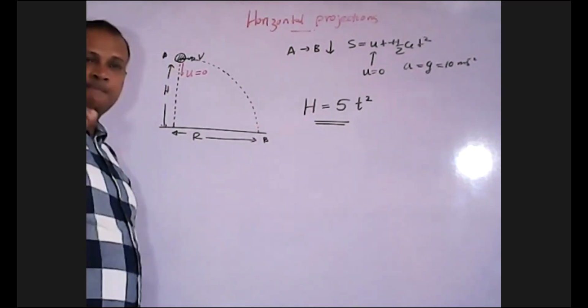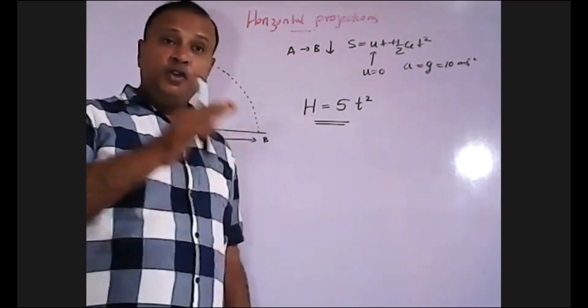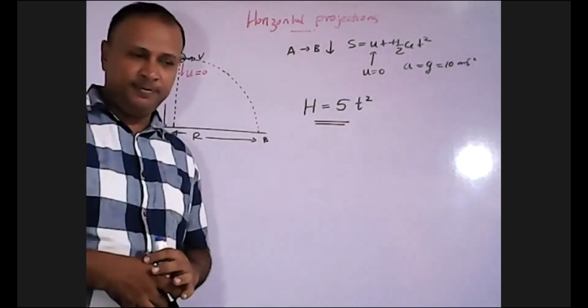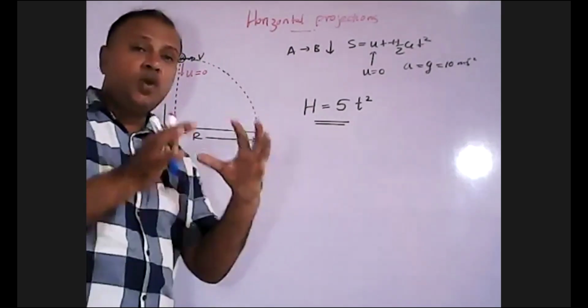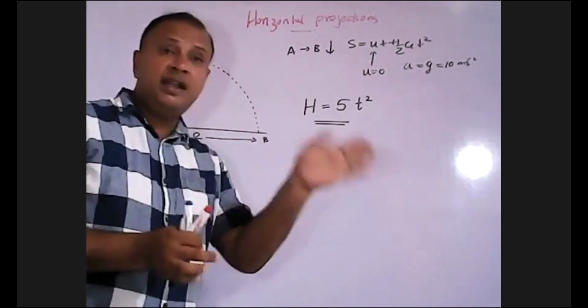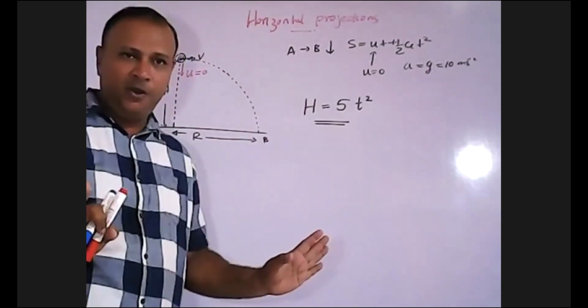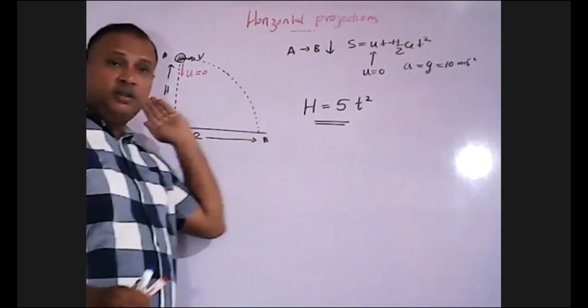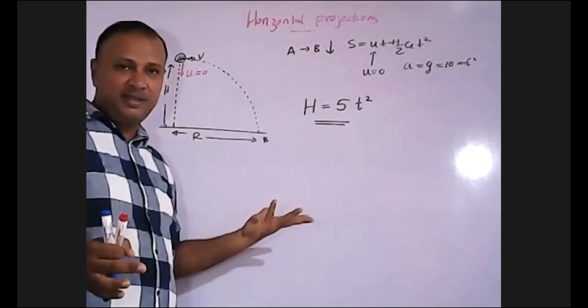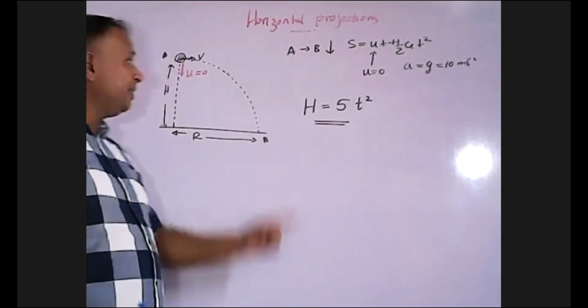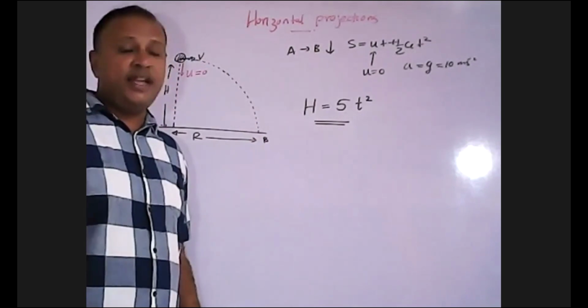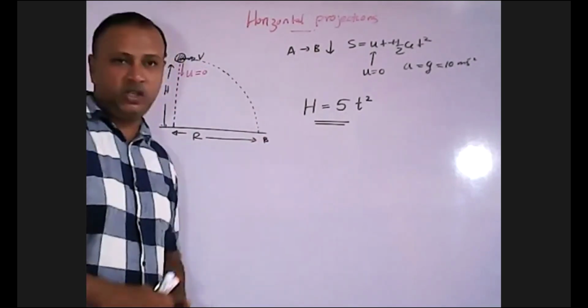Then, according to our previous explanation, there is no any horizontal acceleration or deceleration. No, in projectiles, there is no any horizontal accelerations or decelerations. Therefore, the horizontal velocity v will not be changed during this motion.